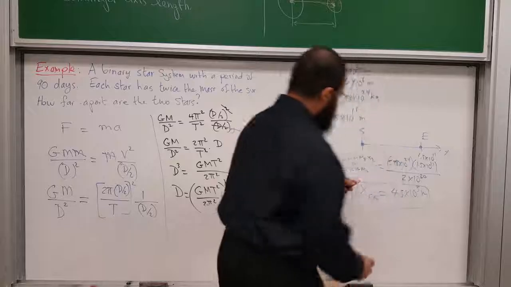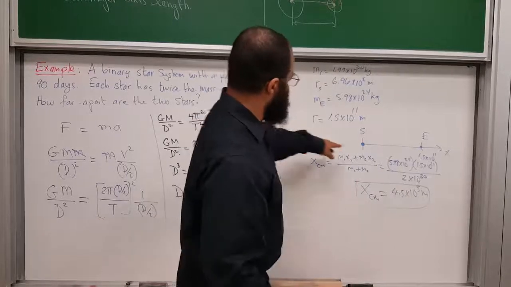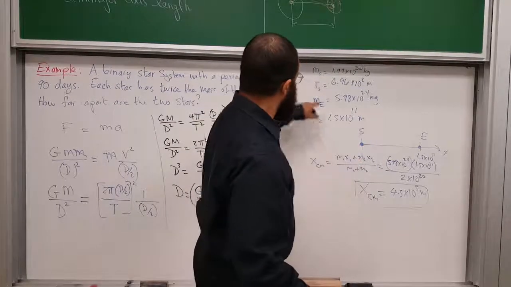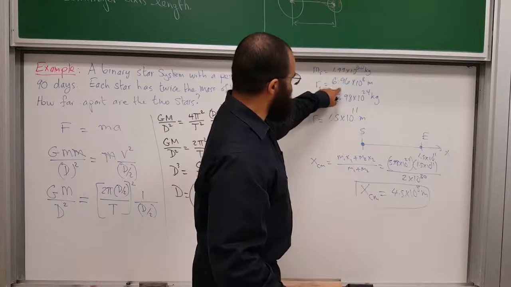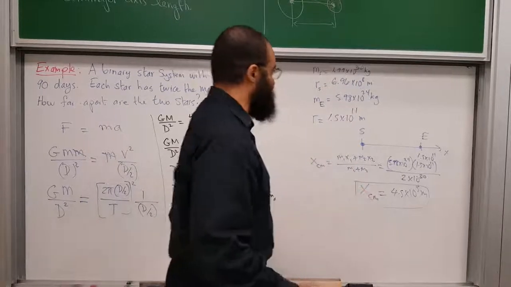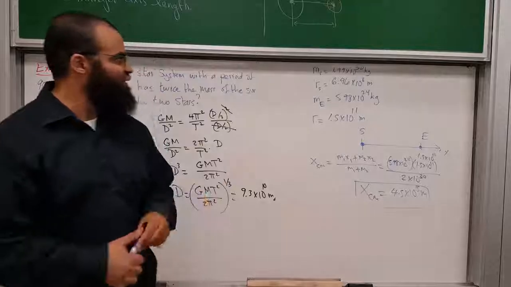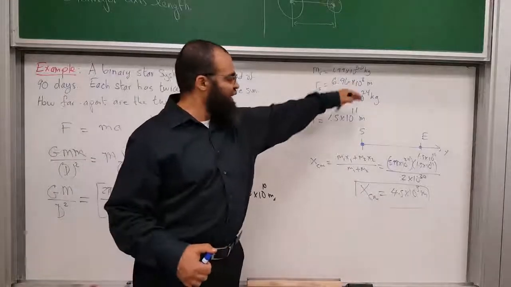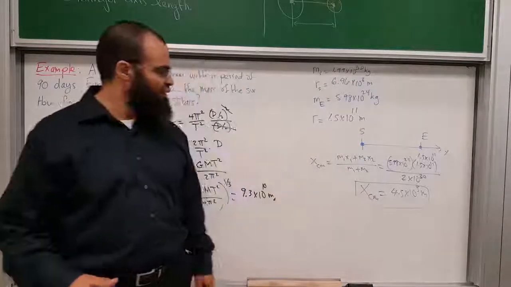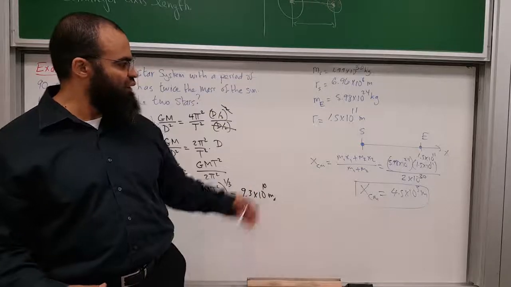Look at this. The position of the center of mass from the center of the Sun is less than the radius of the Sun. So the center of mass is actually within the Sun itself, and it's deeply within. The radius of the Sun is like 10 to the 8th, so it's about 1,000 times more within.